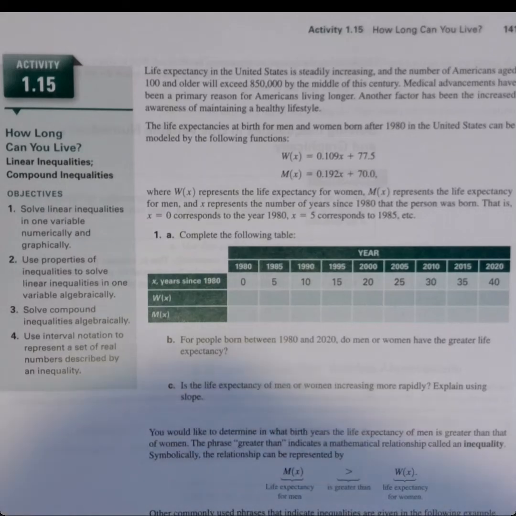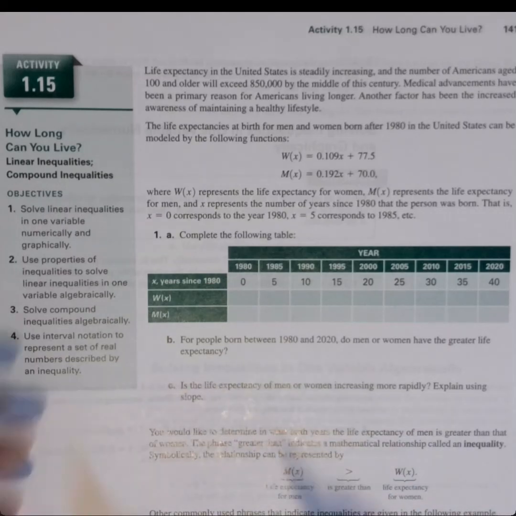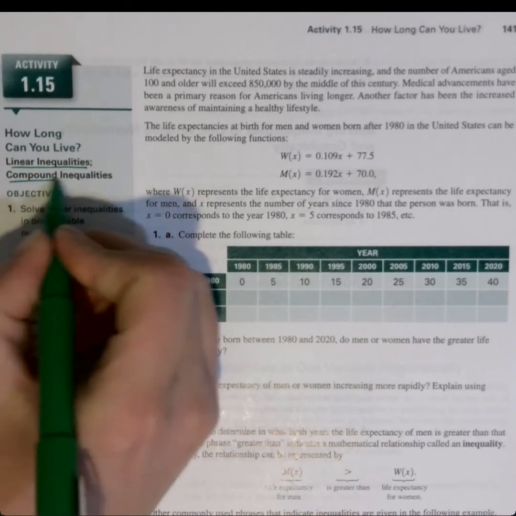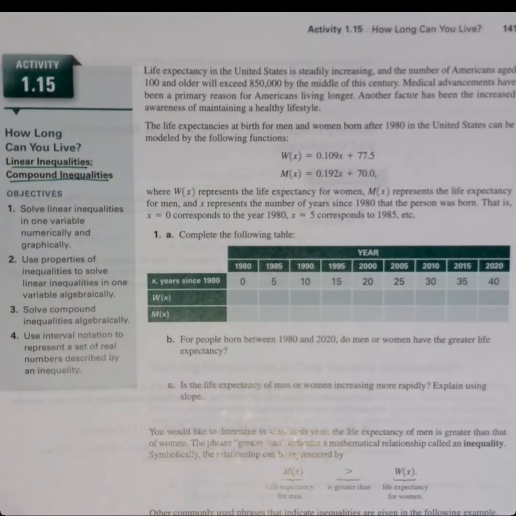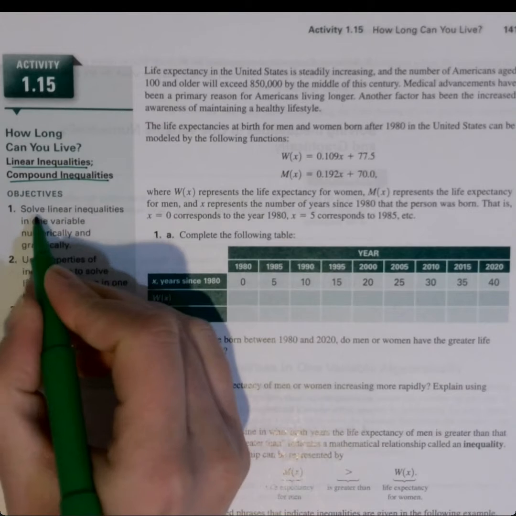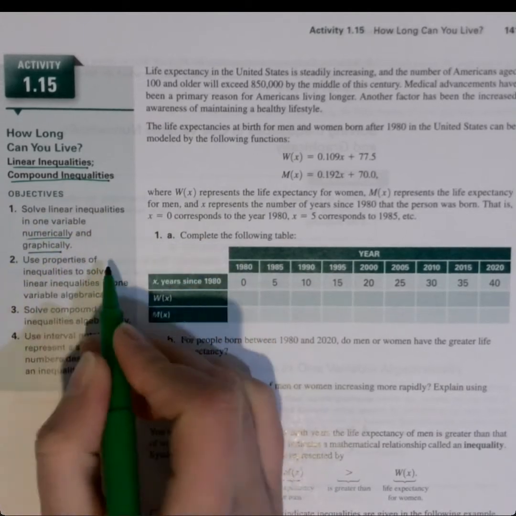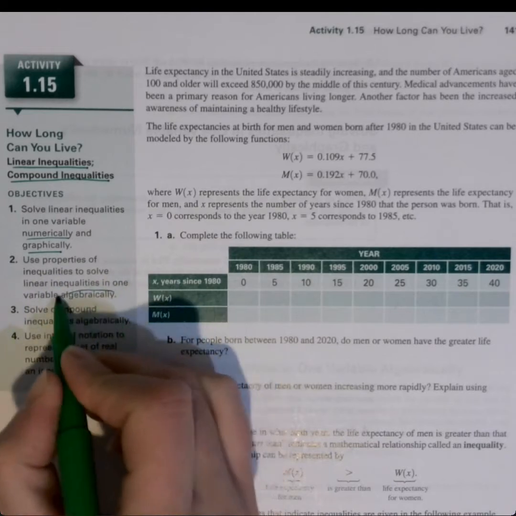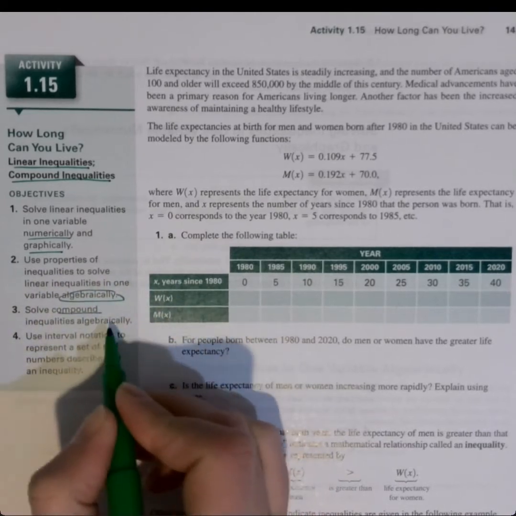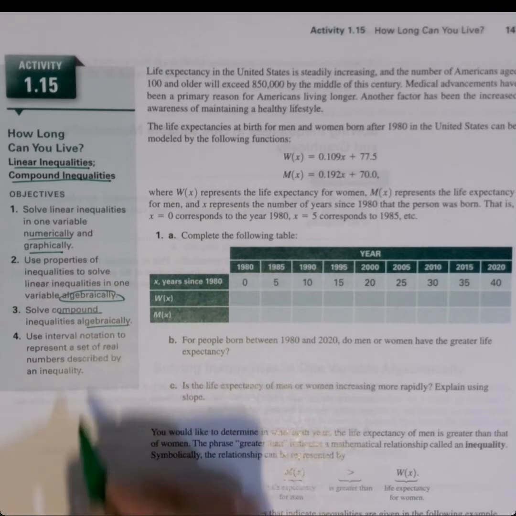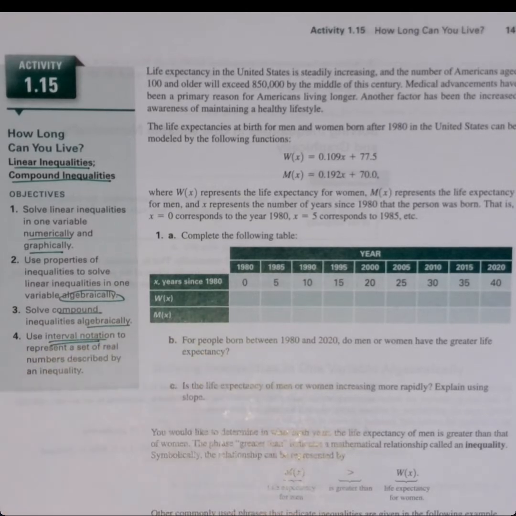Section 1.5 is on linear inequalities and compound inequalities. First, our objective: we're going to solve some linear inequalities in one variable, numerically and graphically. Then we're going to use properties of inequalities to solve linear inequalities algebraically. Then we're going to solve compound inequalities algebraically and talk some more about interval notation and how we can represent inequalities in interval notation.